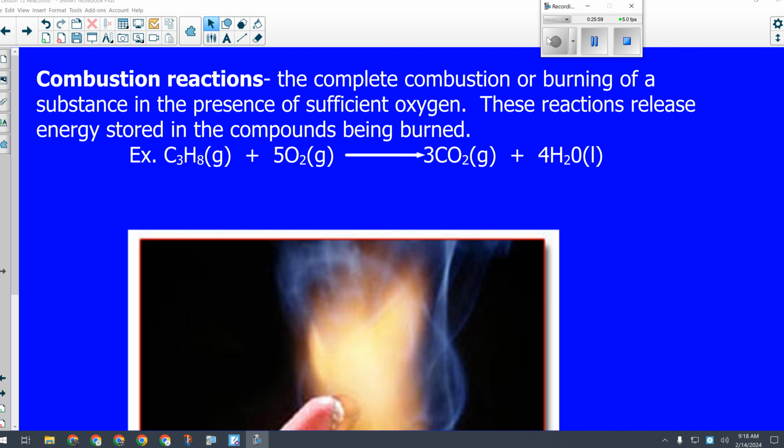Now, complete combustion is very rare because fuels always contain impurities and additives and things like that. So there's always some other junk that gets produced, but we're not going to deal with that. We're going to deal with ideal combustion reactions where only carbon dioxide and water is produced.